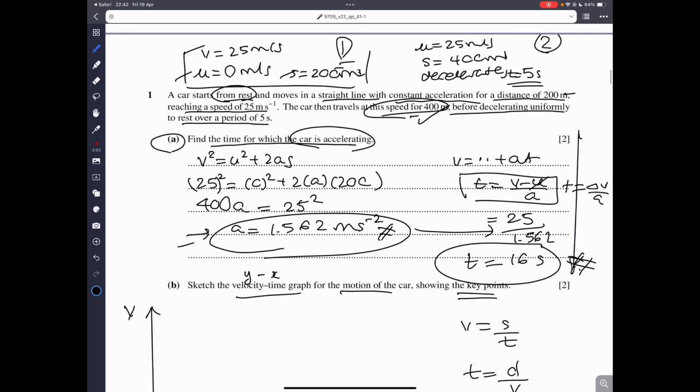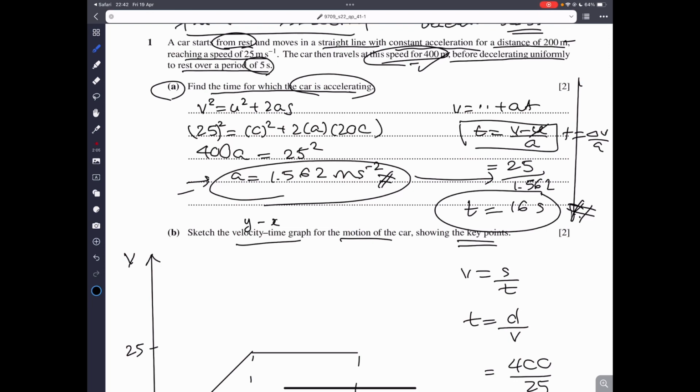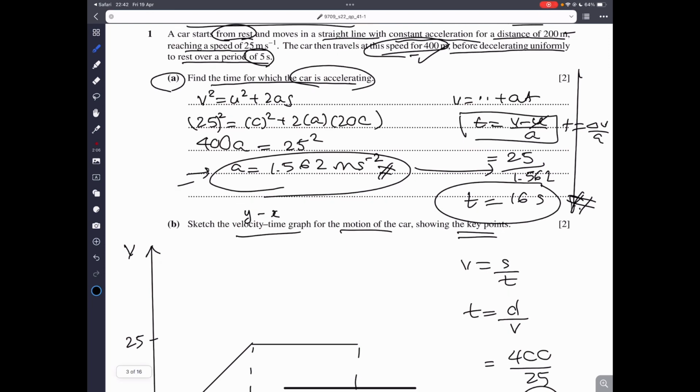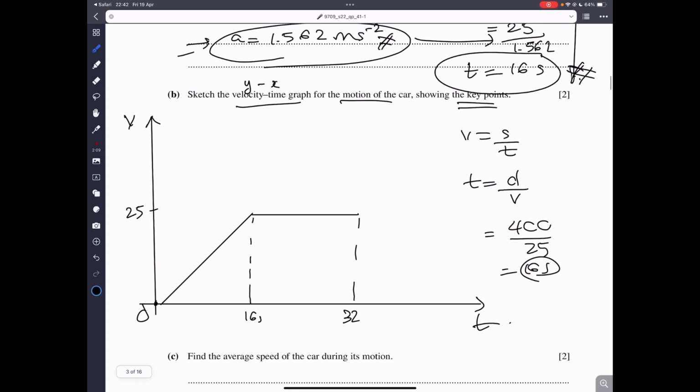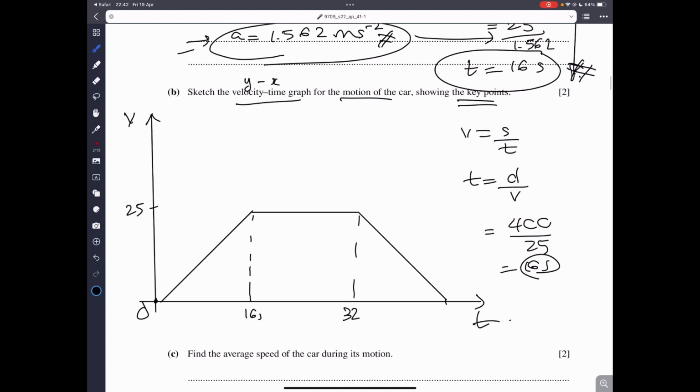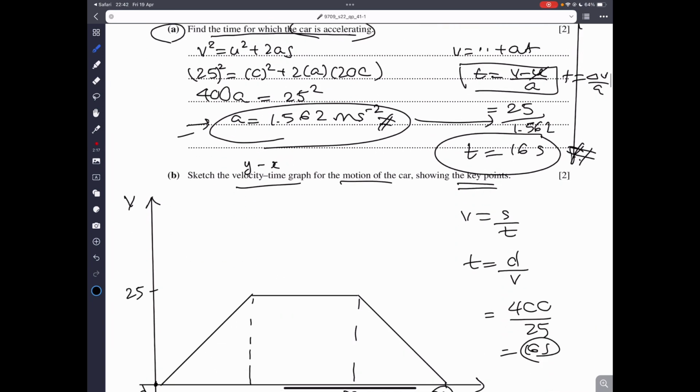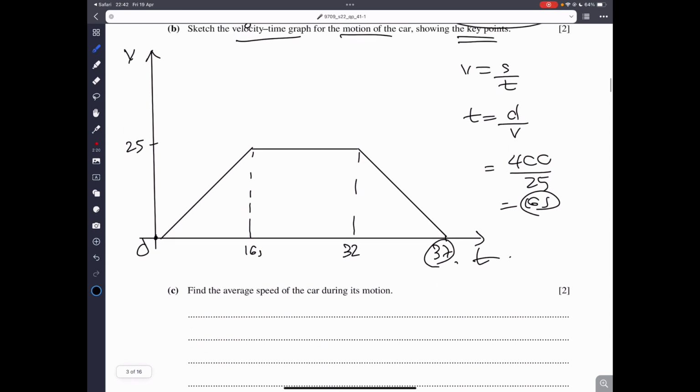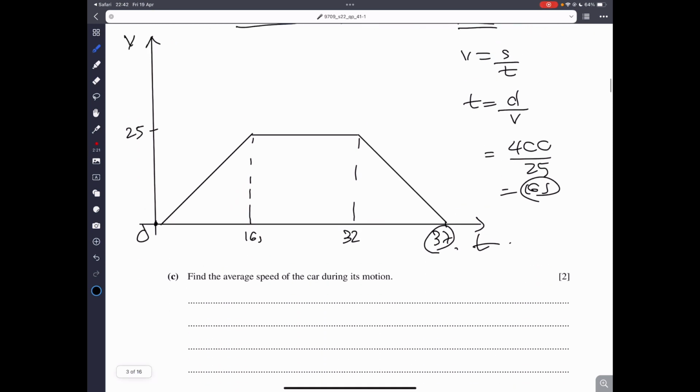Lastly, we have to find the period of 5 seconds. It's going to decelerate uniformly, so it's going to decelerate something like this. So the graph is going to look something like this, and it's going to be 37 because it decelerates for 5 seconds. So that's a rough sketch of how your graph would look.